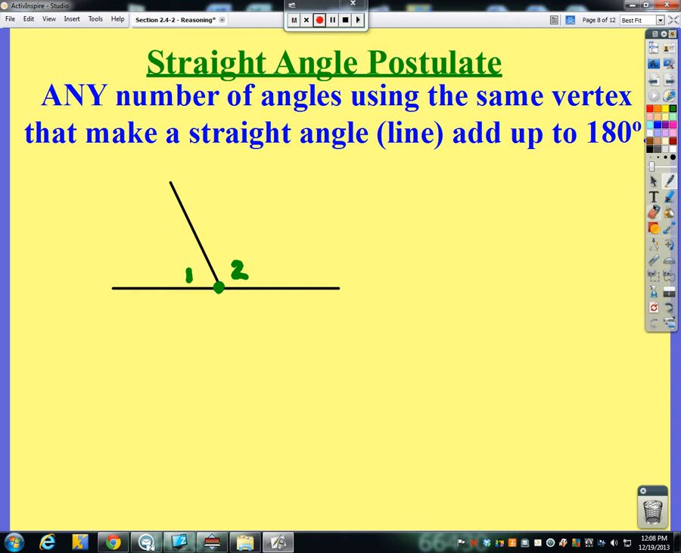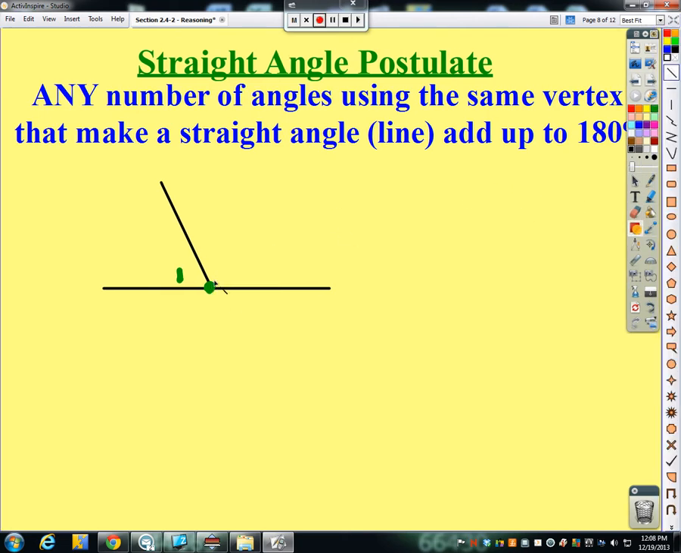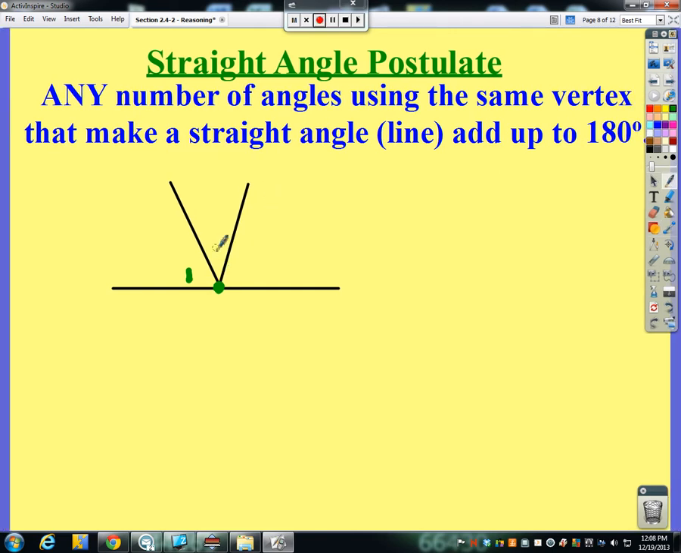But now, what if I just throw in an extra ray here? Now I've got three angles, but all three of these angles put together still equal 180 degrees. But now I can't call angles 1, 2, and 3 supplementary, because by definition supplementary was two and only two angles that add to 180.